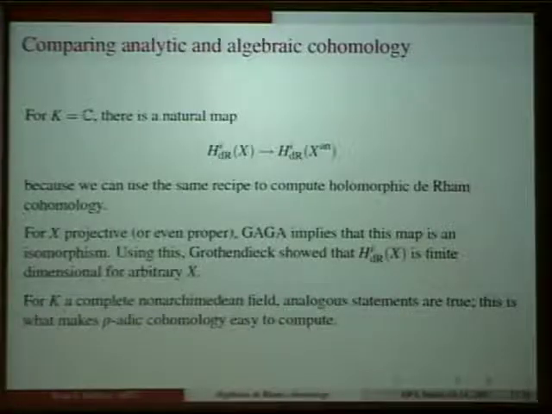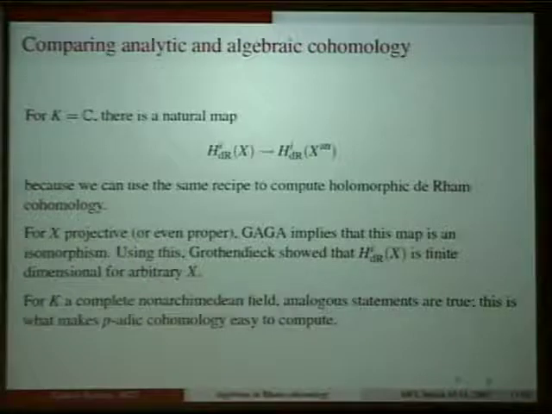And every algebraic form gives you an analytic form. So you naturally have a map from algebraic cohomology to analytic cohomology. A priori, you don't know whether it's injective or surjective, but it's something. It's a map.